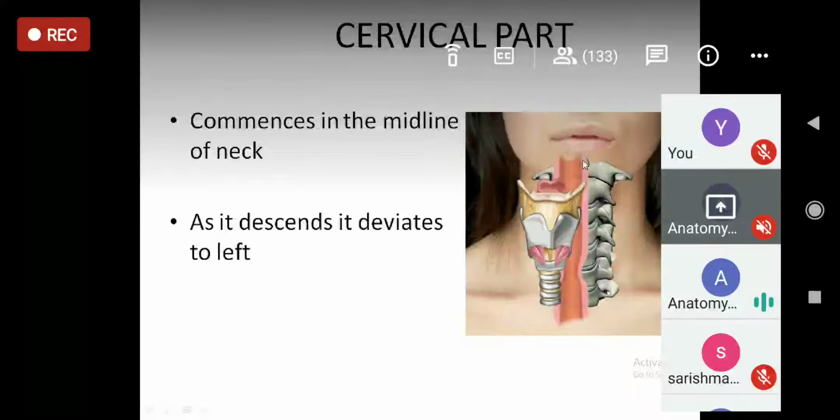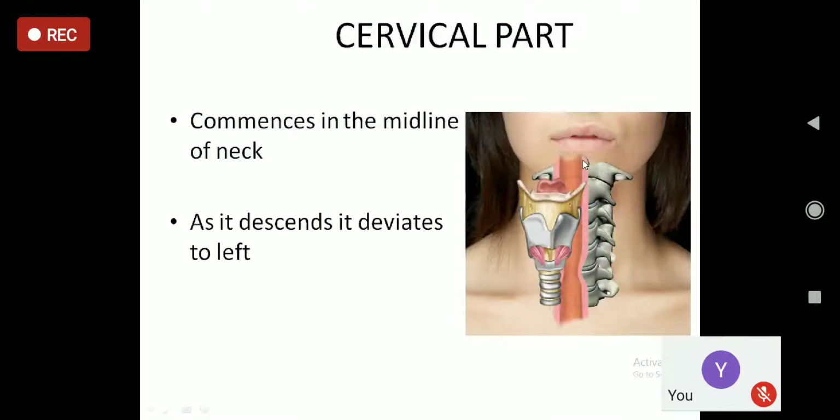Esophagus is a small portion which measures about 4 centimeters in length, and it commences in the midline of the neck. Beginning of esophagus is present at the midline of the neck, and as it descends down, it slightly deviates to the left side of the body. So the cervical part of esophagus lies within the neck region.